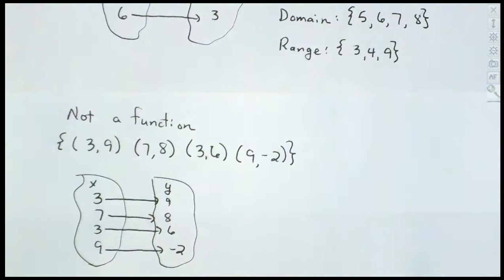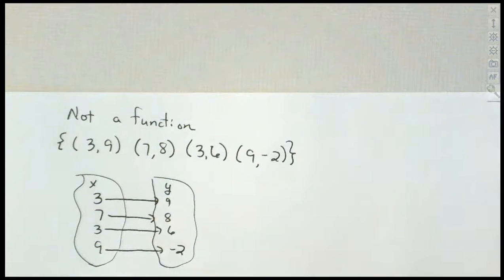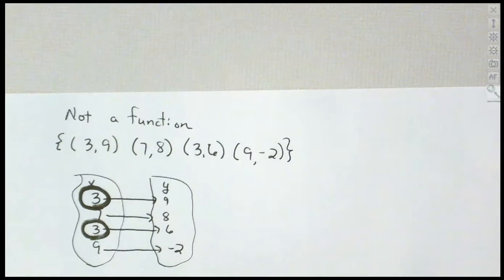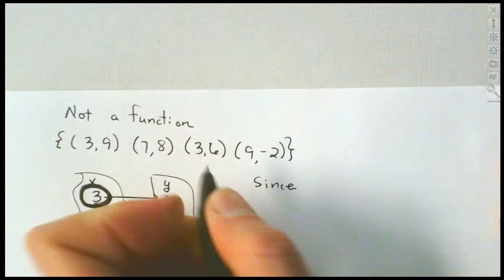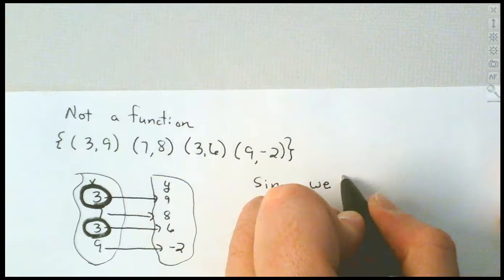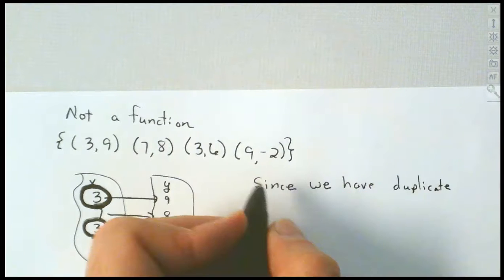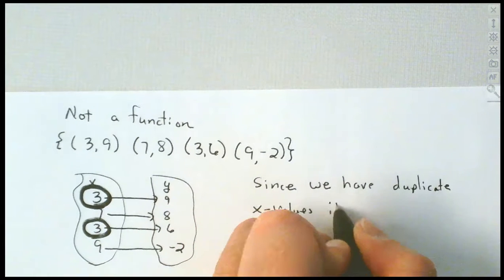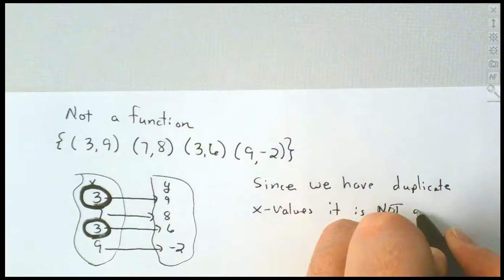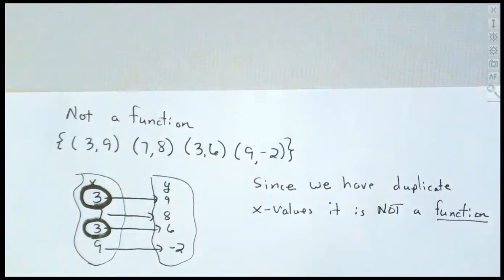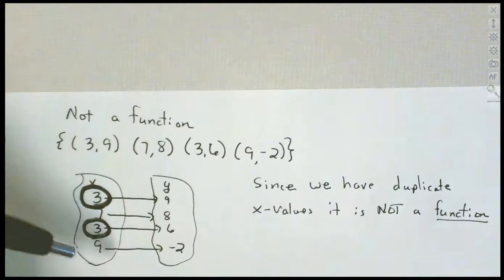So would this one be a function? Yes or no? Would this one be a function? No. Why not? It's not a function because the 3's are duplicated. So since the x values are duplicated, it's not a function. So since we have duplicate x values, it is not a function. Okay? So it's not going to be a function. And why is it not a function? Okay, it's not a function because we have a duplicated value here.